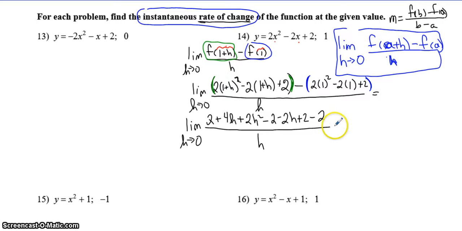Combine like terms. So limit, still haven't dealt with the limit at all. We're just changing the way the stuff looks. So 2 minus 2 plus 2 minus 2, 0 for h. Oops, I forgot we got a 4h minus 2h. And then a plus 2h squared. All over h.